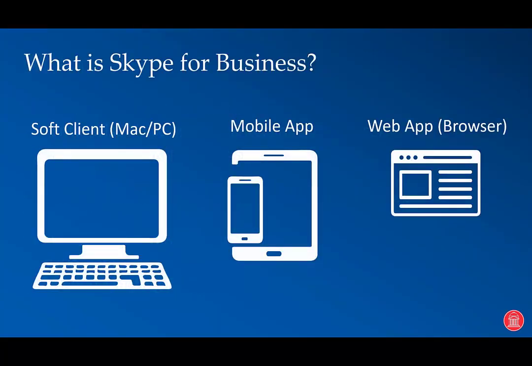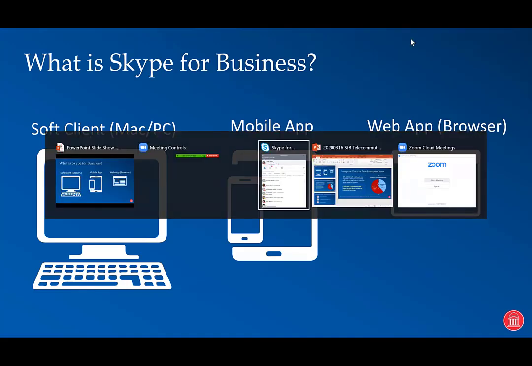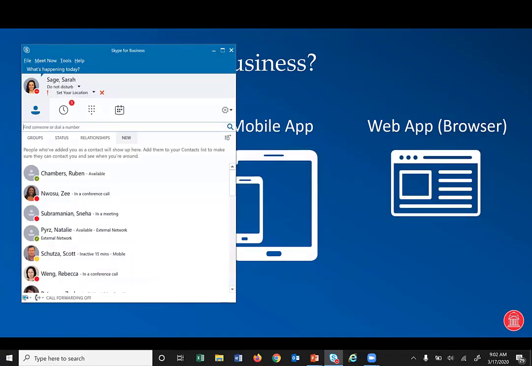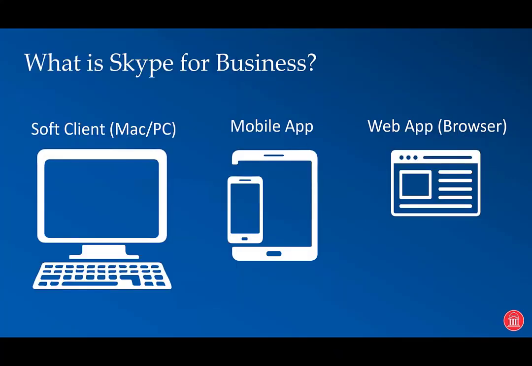So what is Skype for Business? Those of you might be more familiar with it on your soft client. That is your Mac or PC. This could be a laptop or a desktop. When we say soft client, we're talking about this. All right, there's also a mobile app. You can go to the App Store, download it onto your mobile device, and you have another Skype for Business platform there. We also have a web app, which is accessible through most web browsers.